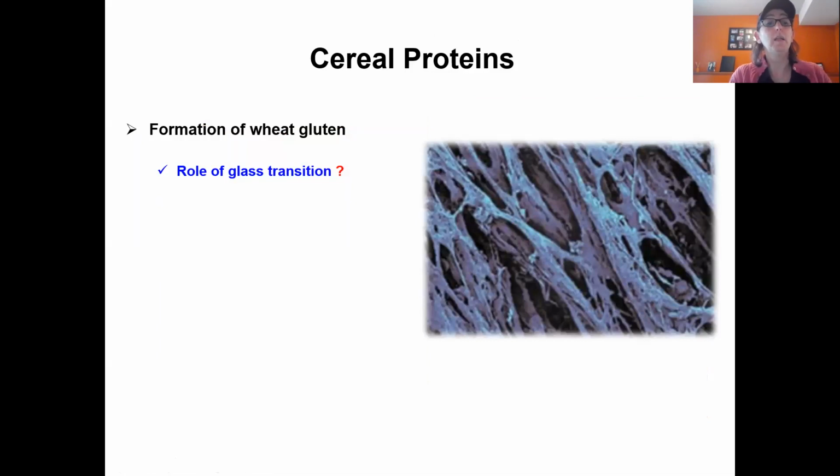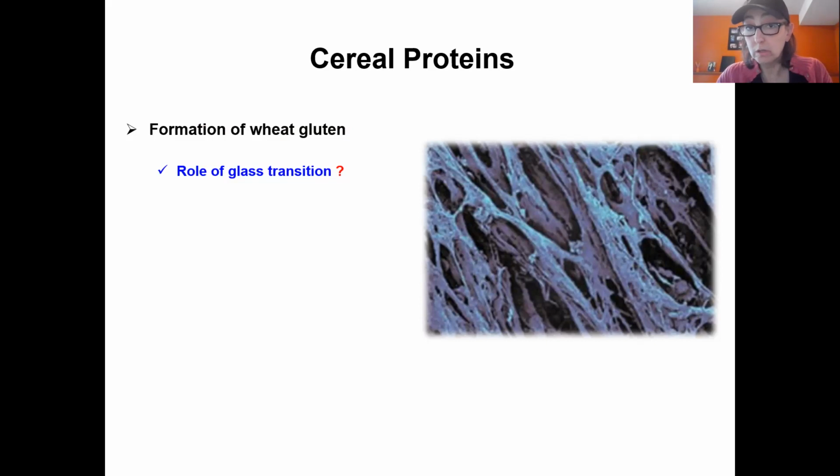So let's go back a little bit to the role of glass transition. Here's a question for you to think about, based on what we said at the beginning. In order for the protein network to form, you need the protein to be flexible. So it needs to go from a glassy state to an amorphous state. What enhances that is the presence of water and temperature.